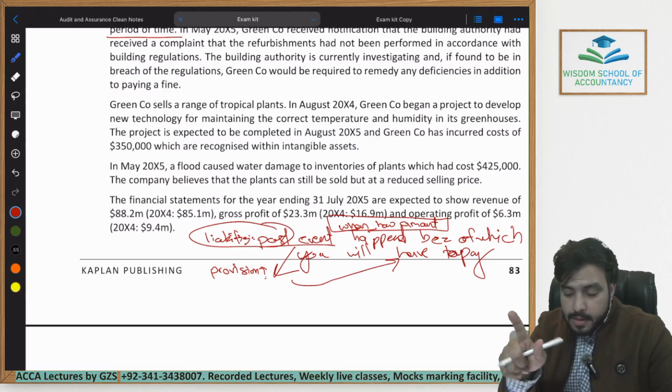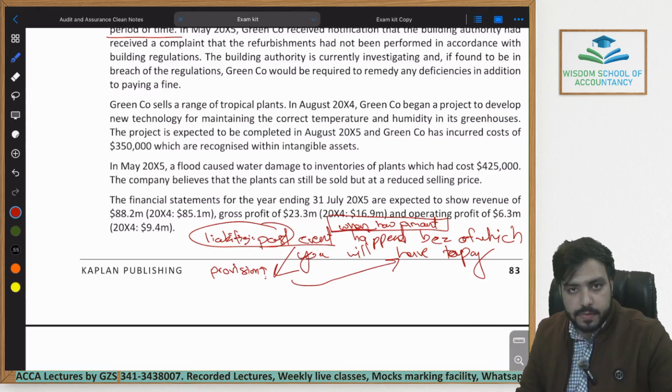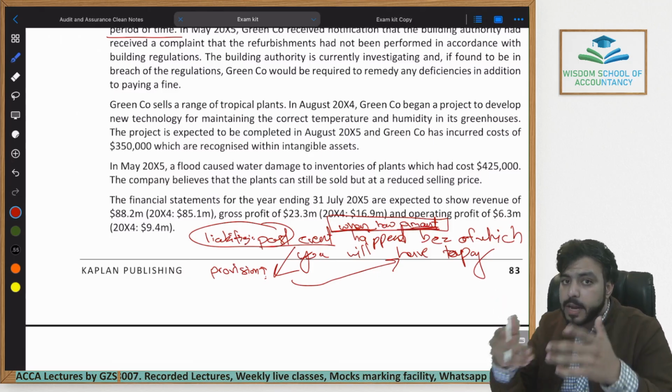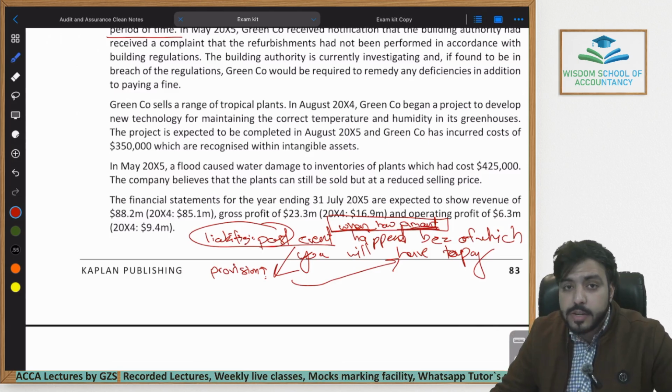So the timing is confirmed. When you have to pay, it is confirmed. And then the next thing, the amount. How much do you have to pay them? It is also confirmed. So that is why it is known as a liability.